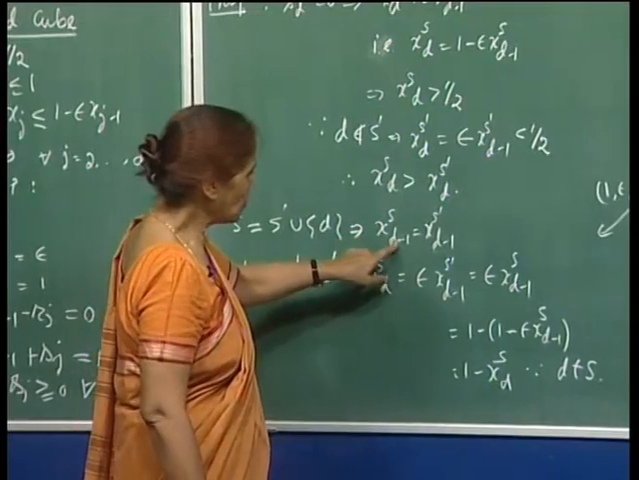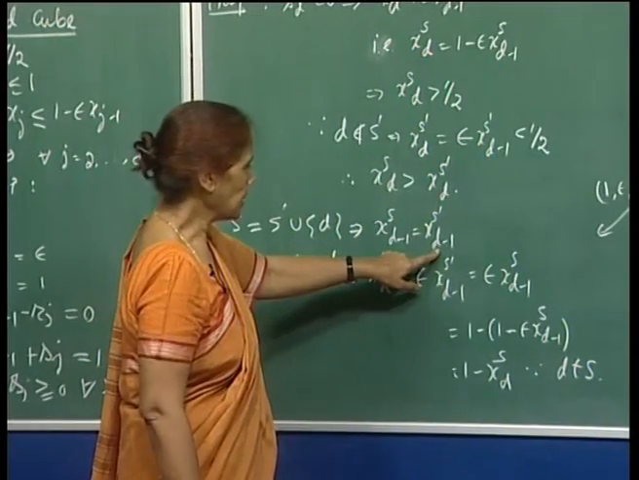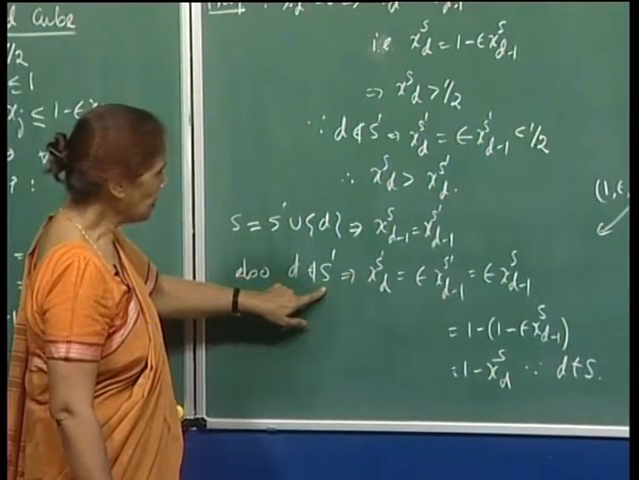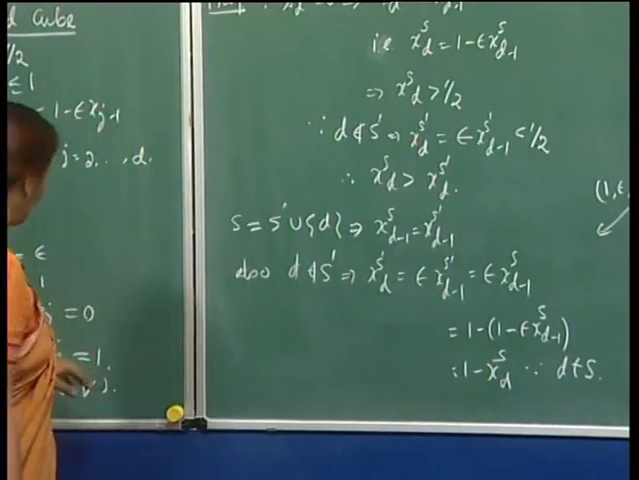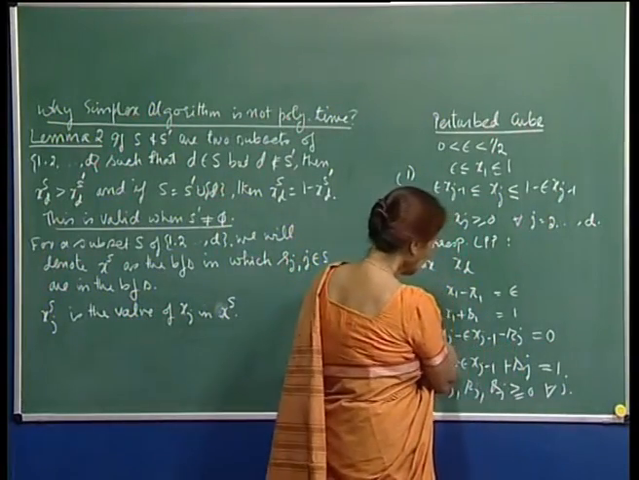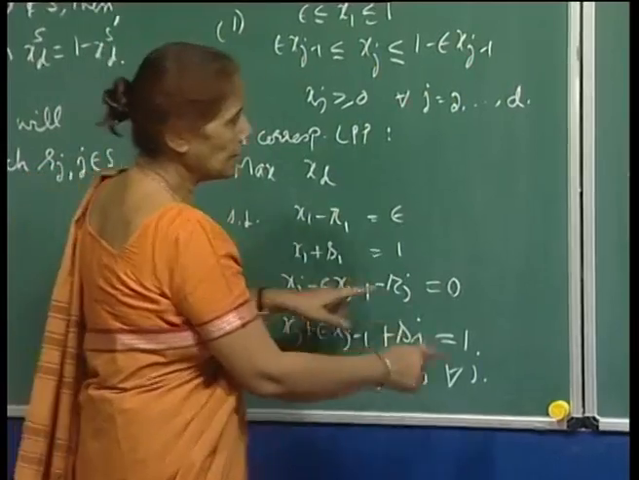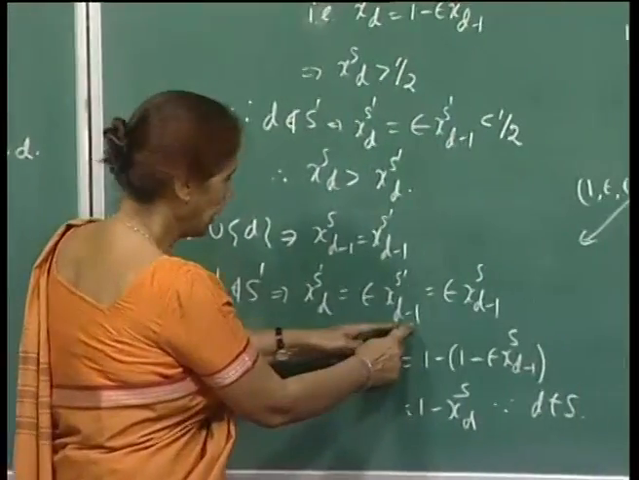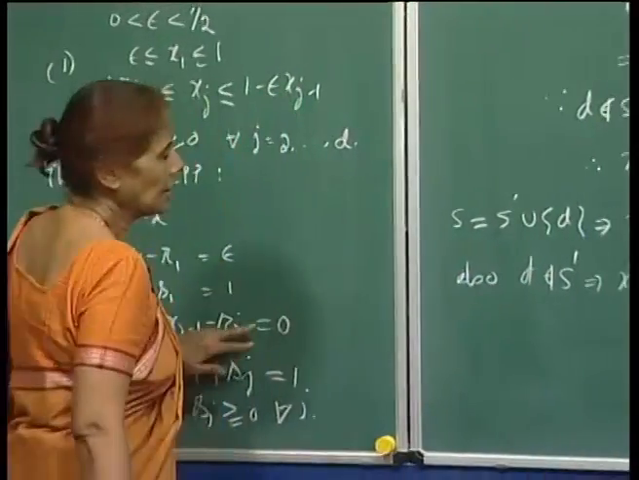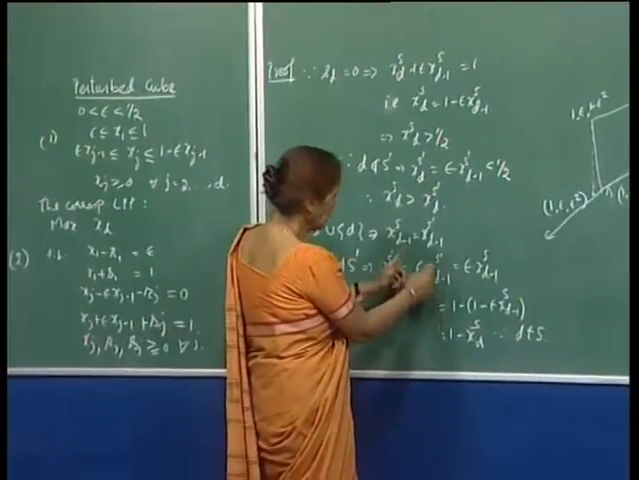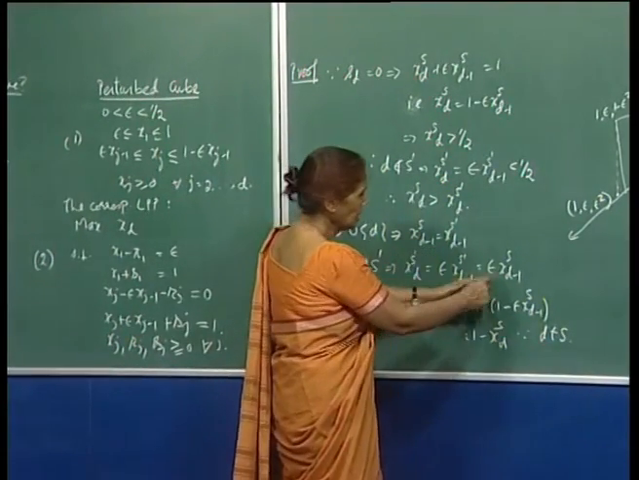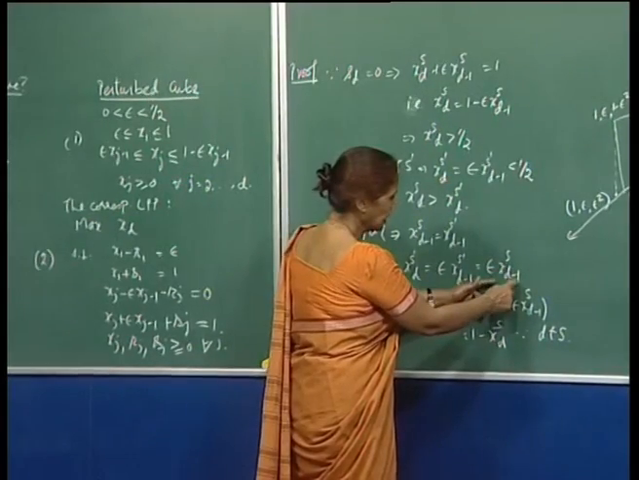So, x_S d minus 1 is x_S' d minus 1, right. Now, since d does not belong to S', that means R_d is 0. So, here you will see that R_d is 0. So, you get that x_S' d is equal to epsilon x_S' d minus 1, right, from here, because R_d is 0, since d is not in S'. But we have just seen that x_S' d minus 1 is the same as x_S d minus 1. So, this becomes epsilon x_S d minus 1, right.